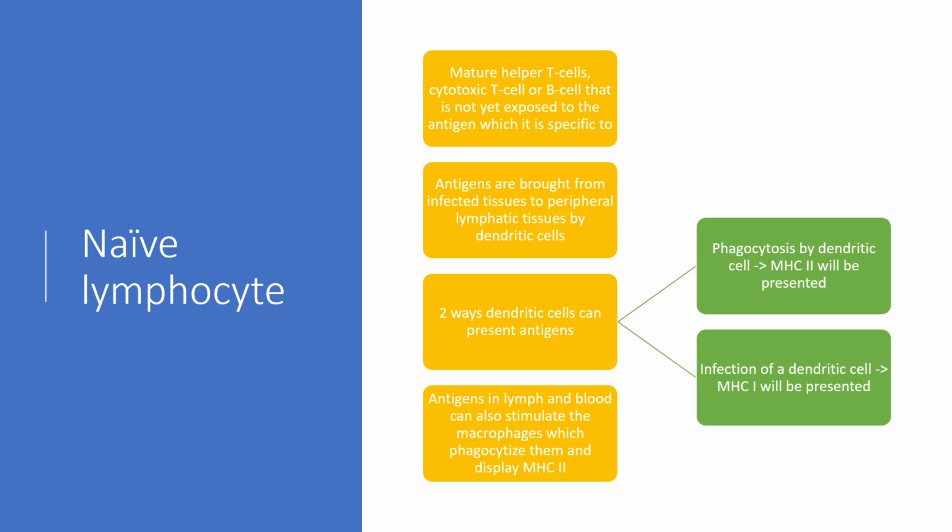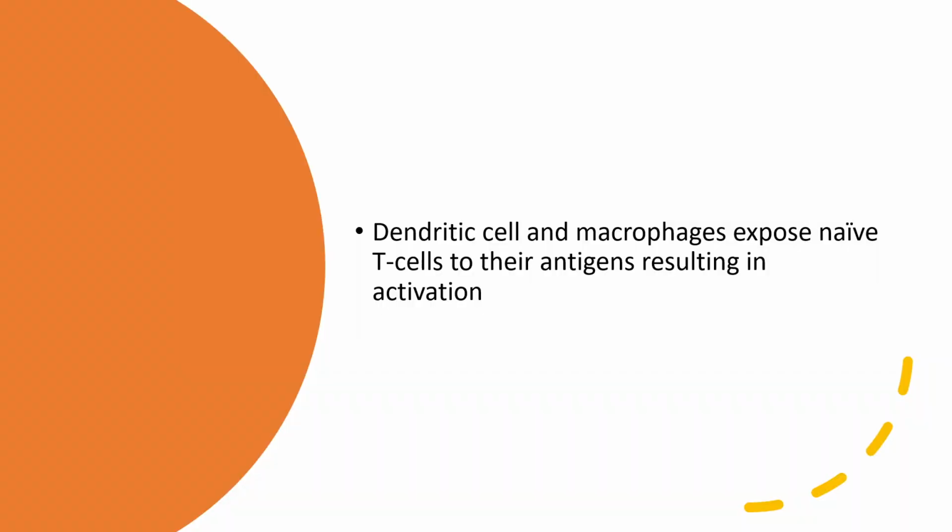There are two ways dendritic cells can present antigens: either by eating the pathogen and providing MHC2, or, if the dendritic cell is infected by the pathogen, it can present MHC1. Free-floating antigens in the lymph and blood can also stimulate the macrophages to phagocytize them and display MHC2. So dendritic cells and macrophages expose naive T cells to their antigens, resulting in their activation.